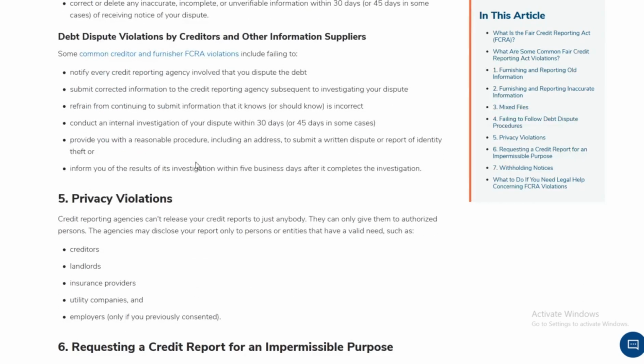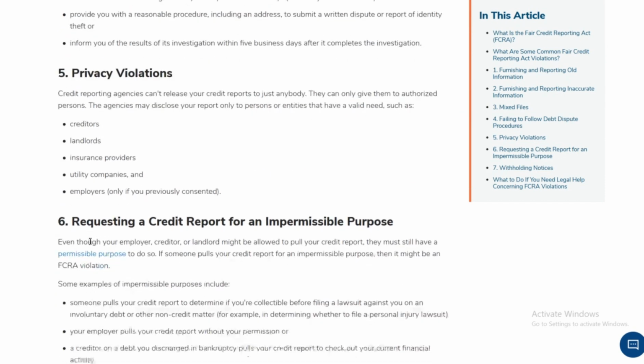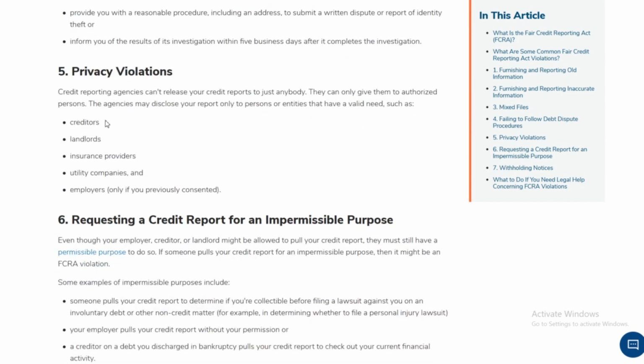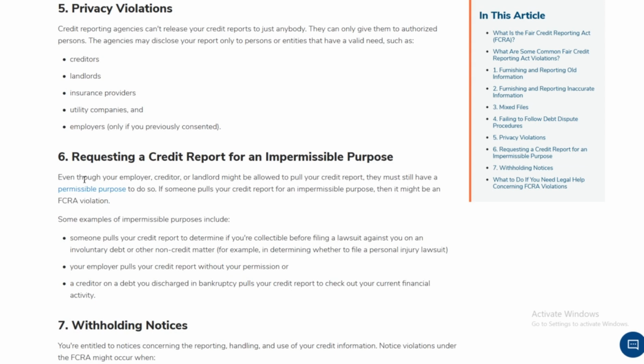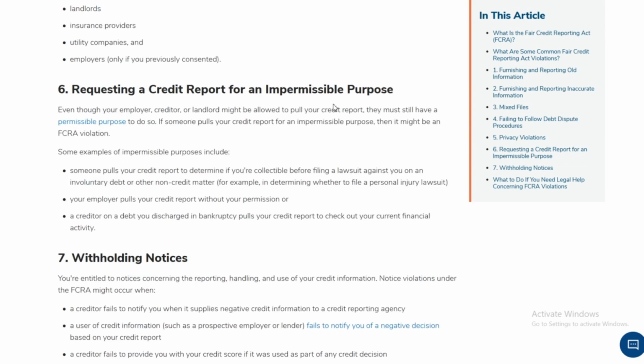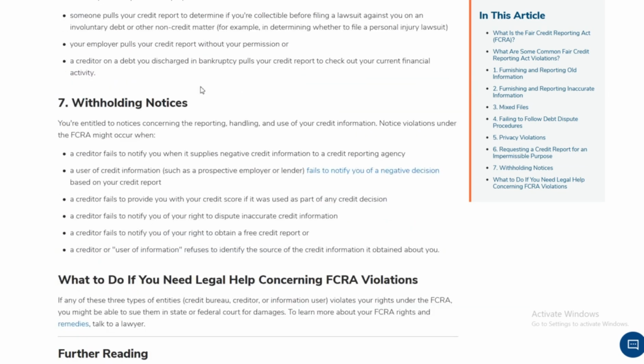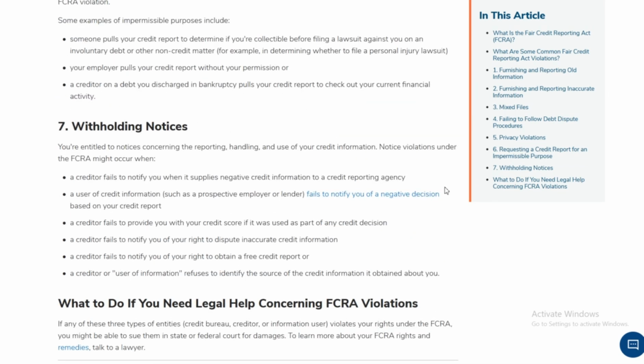And next we go to privacy violations. The agencies may disclose a report only to persons or entities that have a valid need. These include creditors, landlords, insurance providers, utility companies, and employers. Then there is requesting a credit report for an impermissible purpose. This will also be a violation. And then there is withholding notices. This will also be a violation.